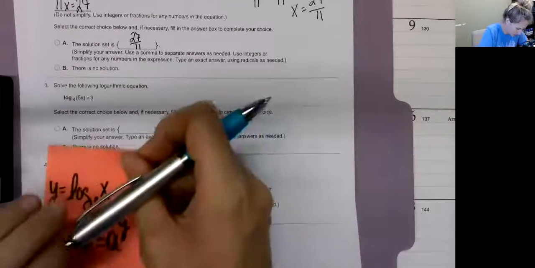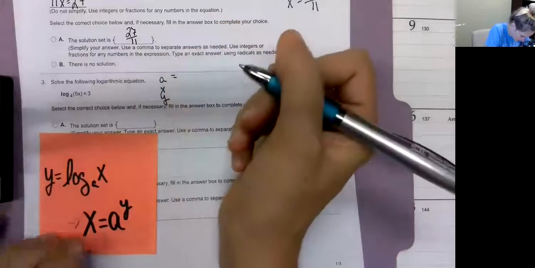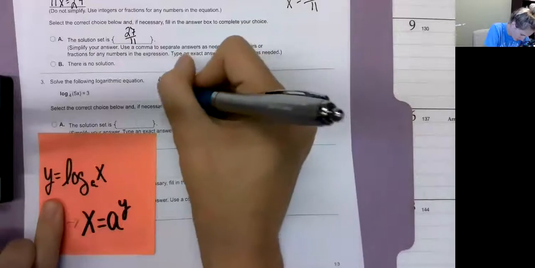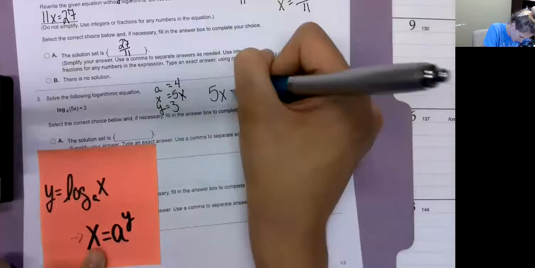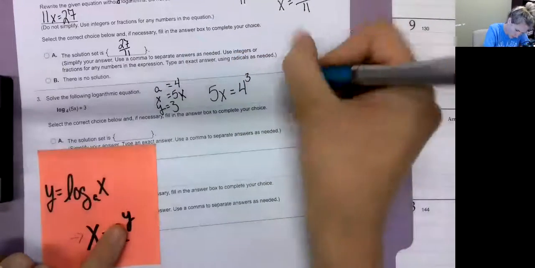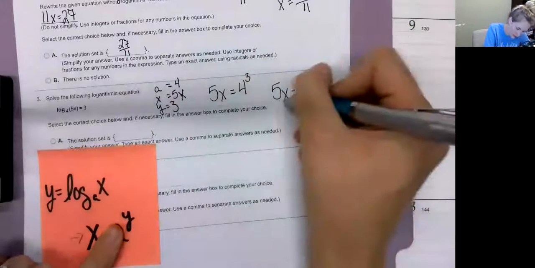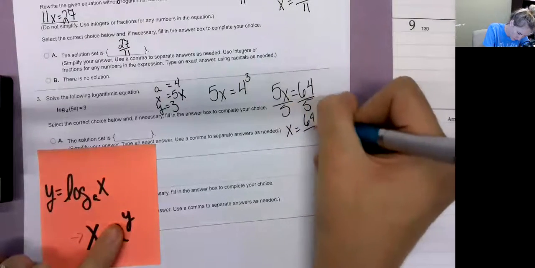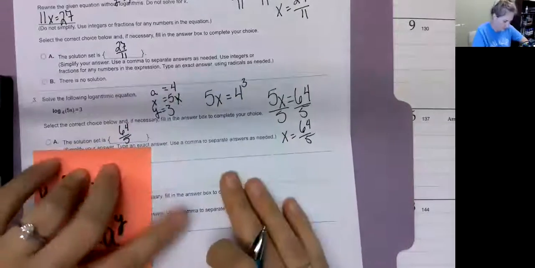Solve the following logarithmic equations. Same thing here. So we have a^x = y. Our a is our base, which is 4, x is 5x, y is 3. So 5x equals a^y. So 4 cubed is 64. So 5x equals 64. And they want the solution set. So we go ahead and divide by our 5 to get x equals 64 divided by 5 because that does not simplify or reduce.